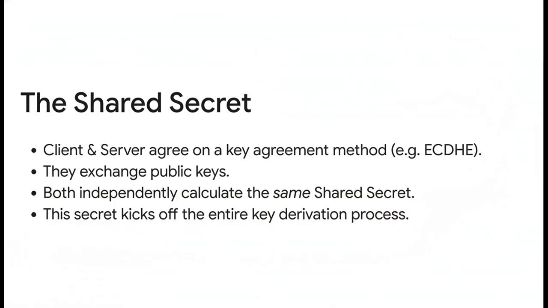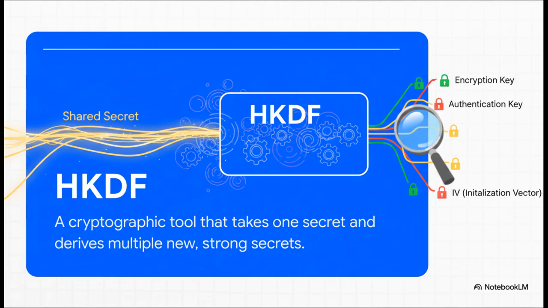Well, first, they agree on a method, usually something called ECDHE. Don't worry about the full name, it's just a really clever mathematical trick. Here's the gist. They exchange some public information, stuff that's totally safe for anyone to see. Then, by combining that public info with their own private secrets, both sides can independently calculate the exact same secret number. That secret is never transmitted. It's just born on both sides at the same time, and it becomes the seed for every other key we're about to make.